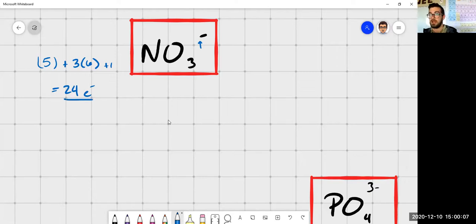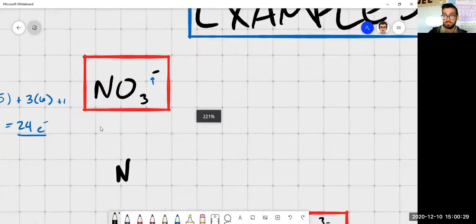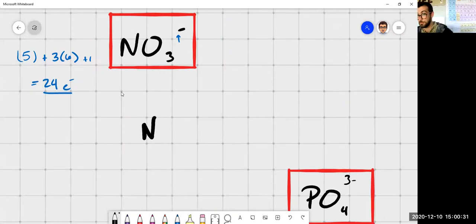So what's our central atom? Most commonly, your central atom is the individual one. Oftentimes you have compounds like this that have 3 oxygens and 1 nitrogen. Therefore, nitrogen is your central atom. I'm going to switch over to this pen. Nitrogen is your central atom. What did step 2 tell us? Once we found the central atom, we assign bonds to each of the subsequent atoms. So we have 3 oxygens that will bond to it.